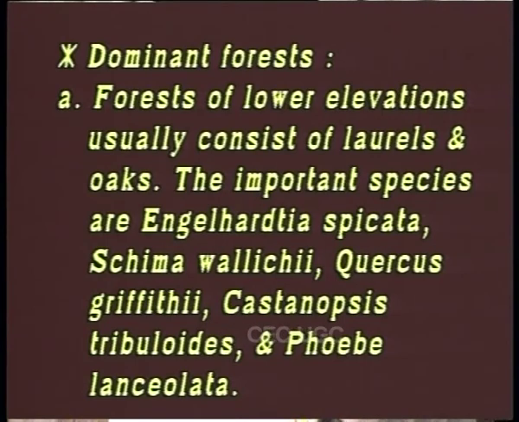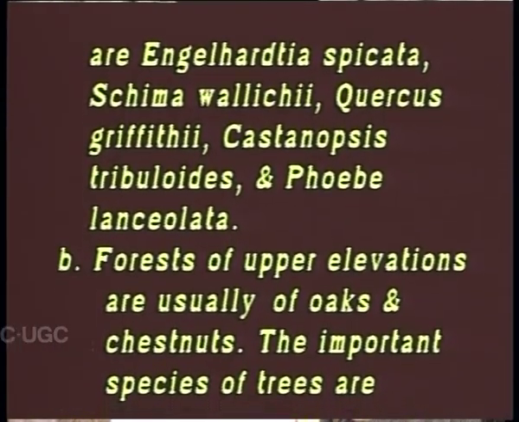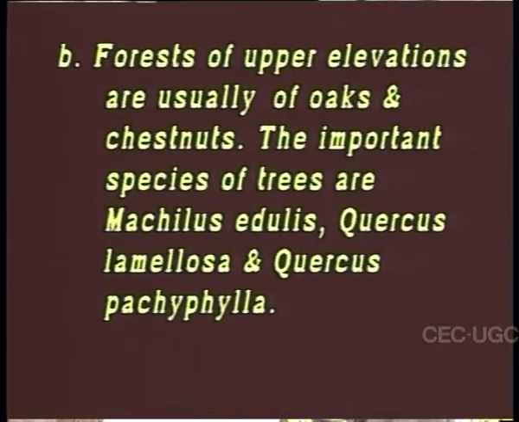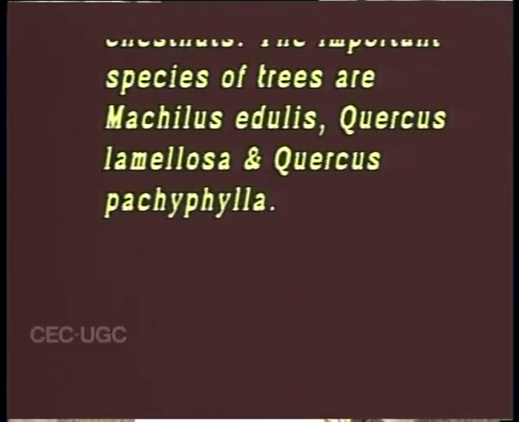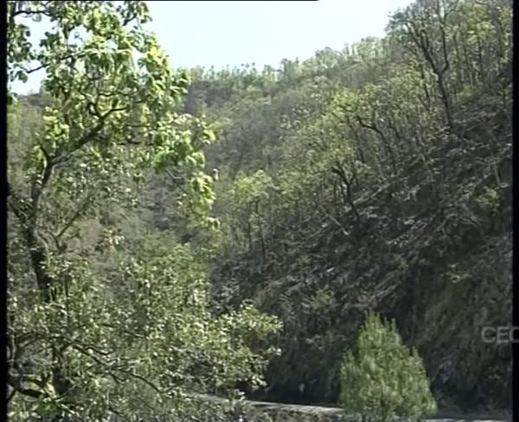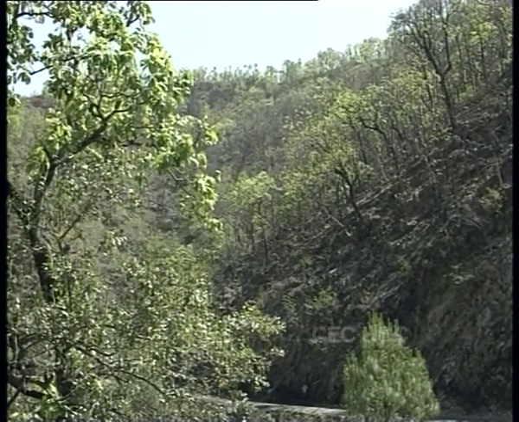Forests of low elevations usually consist of laurels and oaks. The important species are Engelhardtia spicata, Schima wallichii, Quercus griffithii, Castanopsis tribuloides, and Phoebe lanceolata. Forests of upper elevations are usually of oaks and chestnuts. The important species of trees are Castanopsis edulis, Quercus lamellosa, and Quercus pachyphylla. These forests are evergreen and mixed with few deciduous species in higher areas.